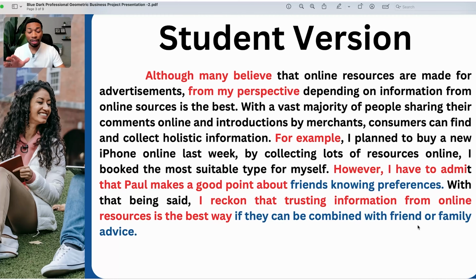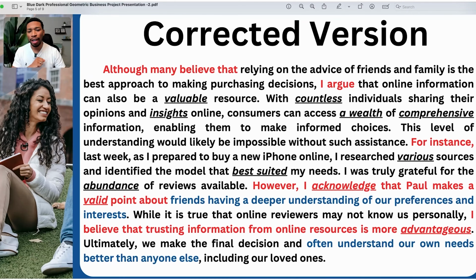Okay, now let's compare that one to the perfect version and see how it can be a little bit better. Also, how the vocabulary can be better as well. Okay, let's take a look. The same answer, but it should be a little bit easier to understand even with the vocabulary if you see some vocabulary that's difficult for you.